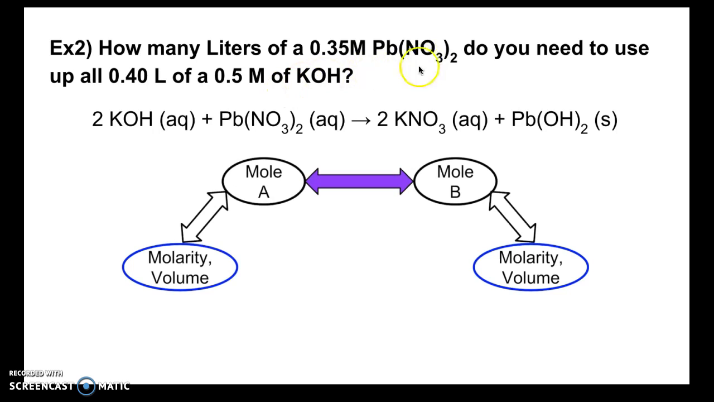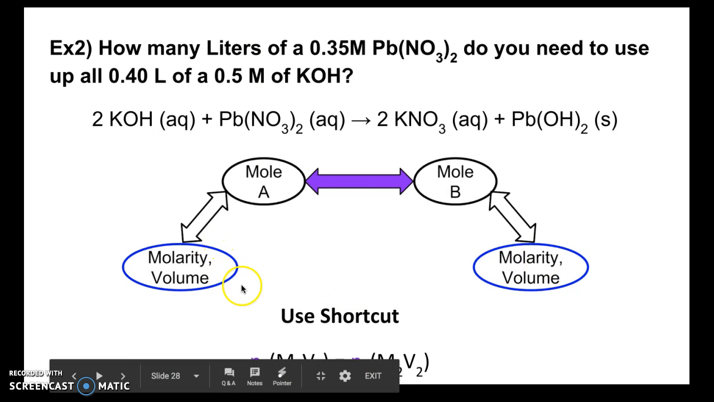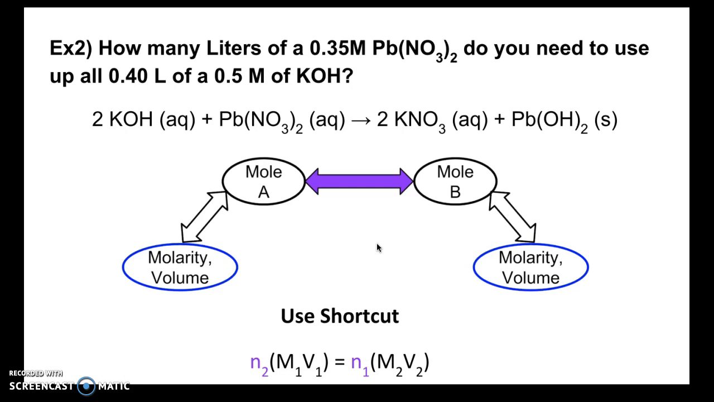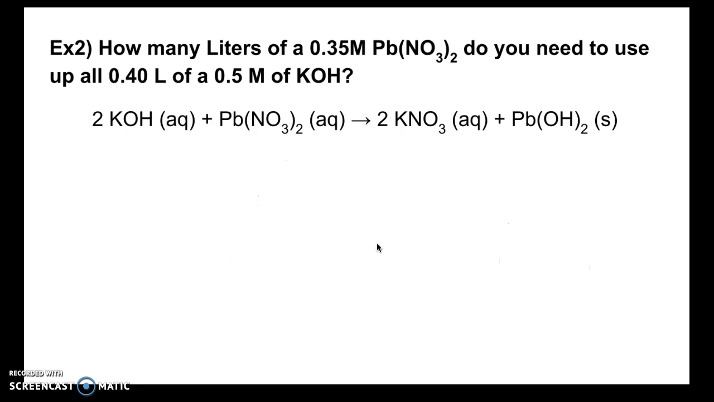All right, so in this case, I'm going from molarity and volume of one thing, the KOH, and I'm using that to find the volume given the molarity of PbNO3. Since I'm going from molarity and volume to molarity and volume, this is where we use the shortcut. So we're just going to use the M1V1 equals M2V2 shortcut. And since we're going from KOH to PbNO3, which are not the same species, we do need the N's that are shown there in purple, which will take care of our mole ratio.